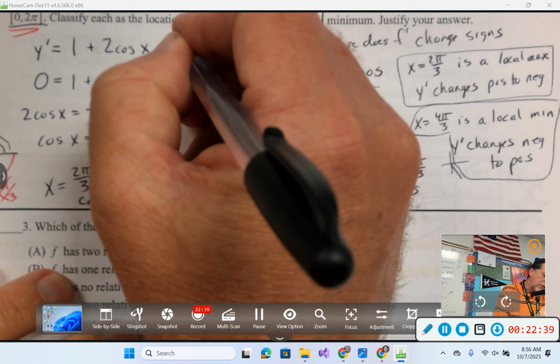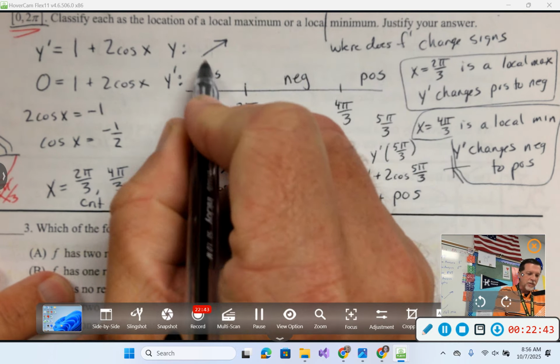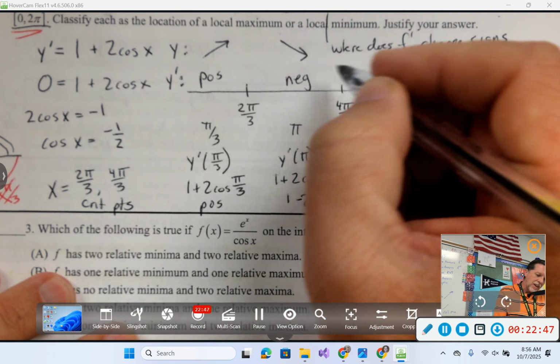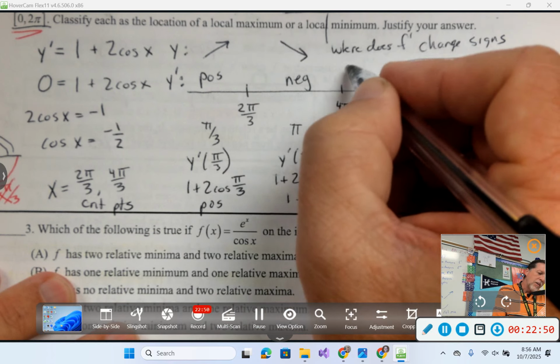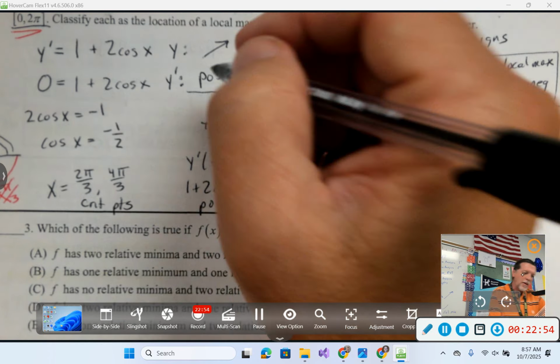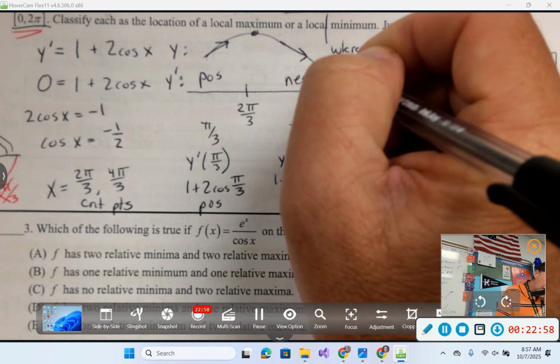I didn't draw the picture for y, but if it helps: if y prime is positive, y is increasing. If y prime is negative, y is decreasing. And so, if you're a visual person, that might even help you see further that, yeah, there's a maximum there and a minimum there.